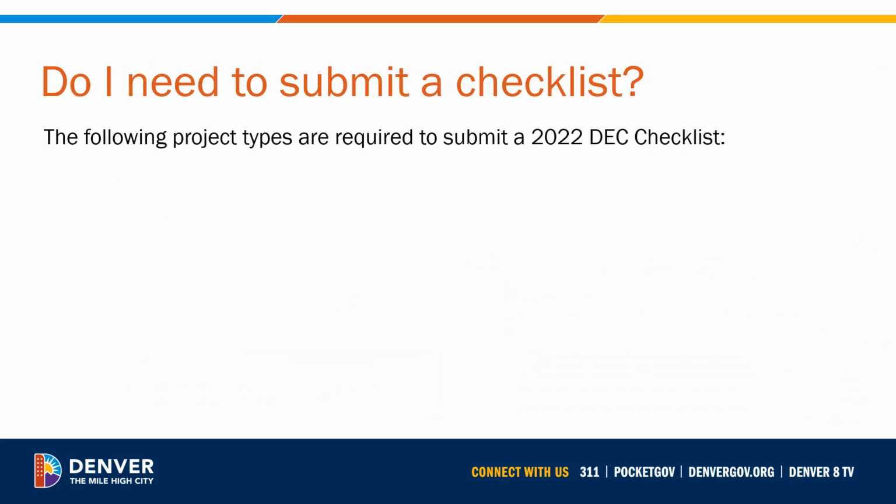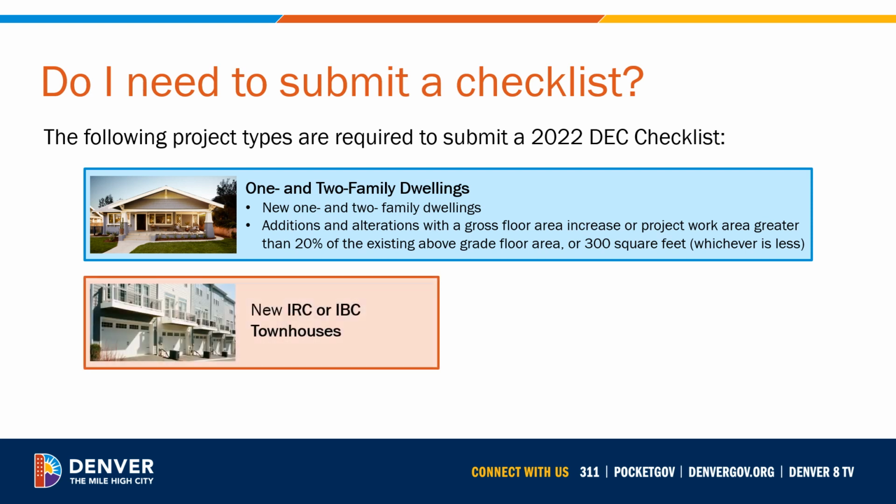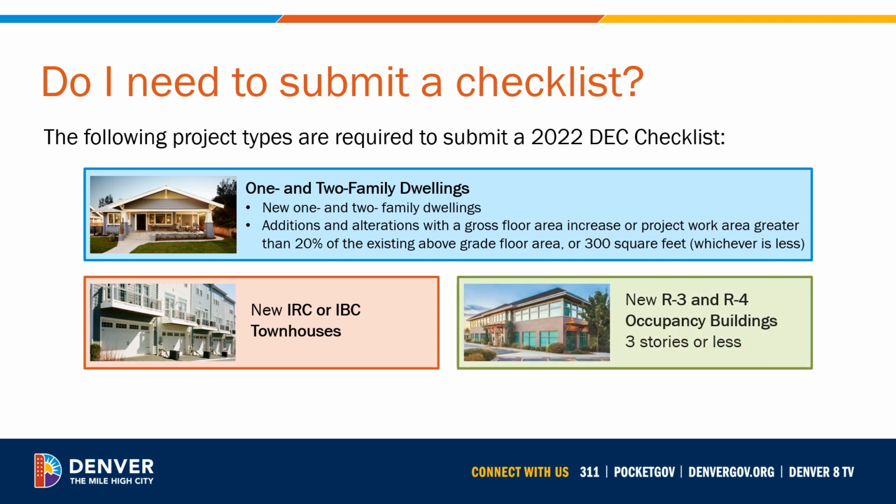A completed DEC checklist must be included in your permit submittal for most residential projects. The following project types are required to submit a checklist matching the selected compliance path. For 1- and 2-family dwellings, all new construction, regardless of size, as well as additions and alterations with a gross floor area increase or project work area greater than 20% of the existing above-grade floor area, or 300 square feet, whichever is less. New townhouses, both those that fall under the Denver Residential Code and those designed under the Denver Commercial Building Code. And new R3 and R4 occupancy buildings that are 3 stories in height or less.